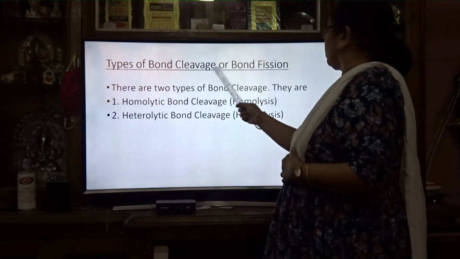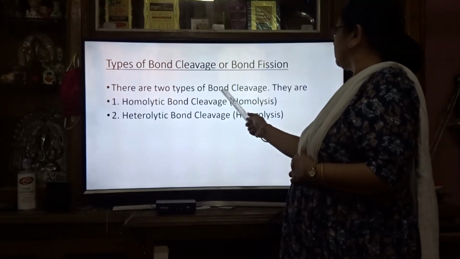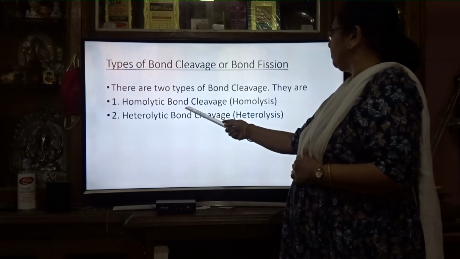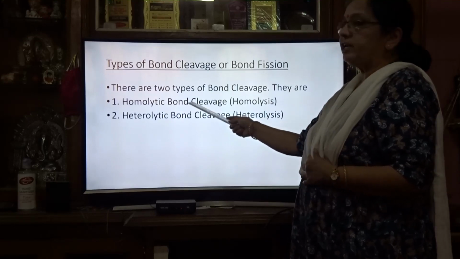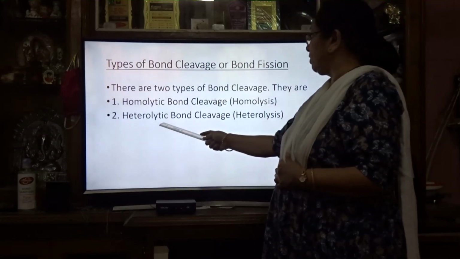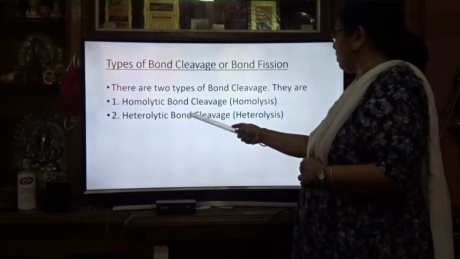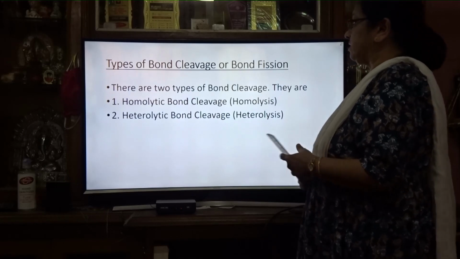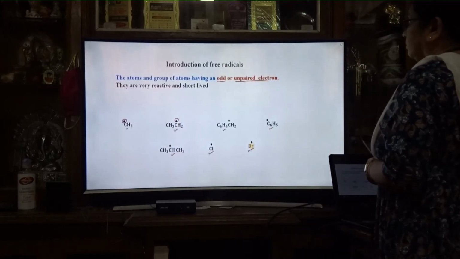So, types of bond cleavage or bond fission. There are two types of bond cleavage. They are homolytic bond cleavage or homolytic bond fission, also known as homolysis. Then heterolytic bond cleavage or heterolytic bond fission, or heterolysis.